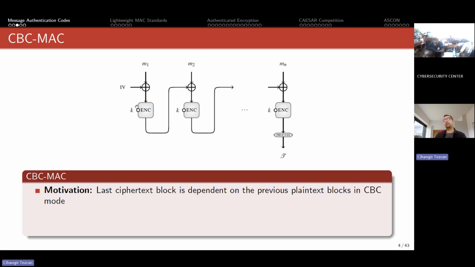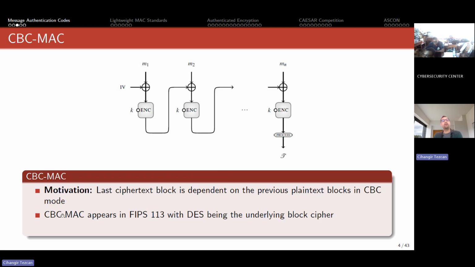The person you're communicating with also has the secret key, so they receive the message. They also perform this operation to obtain their own tag and check if these tags are identical. If they are, this means that the message is not altered. Okay. So the last ciphertext block depends on the previous plaintext blocks in CBC mode. This is the motivation. CBC-MAC appears in some American standards, FIPS 113, with DES being the underlying block cipher.